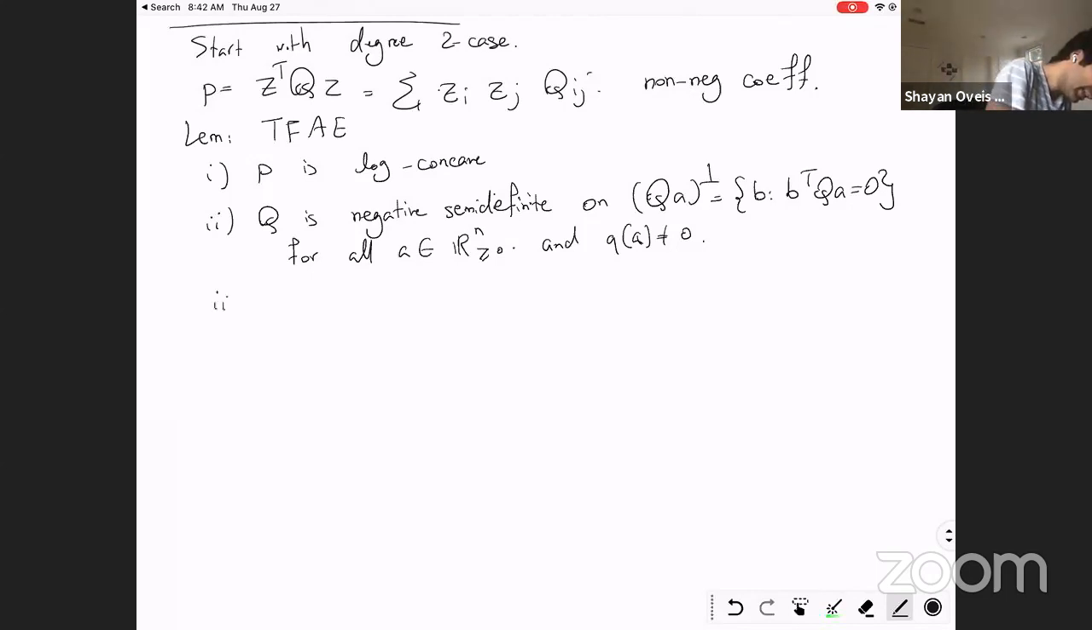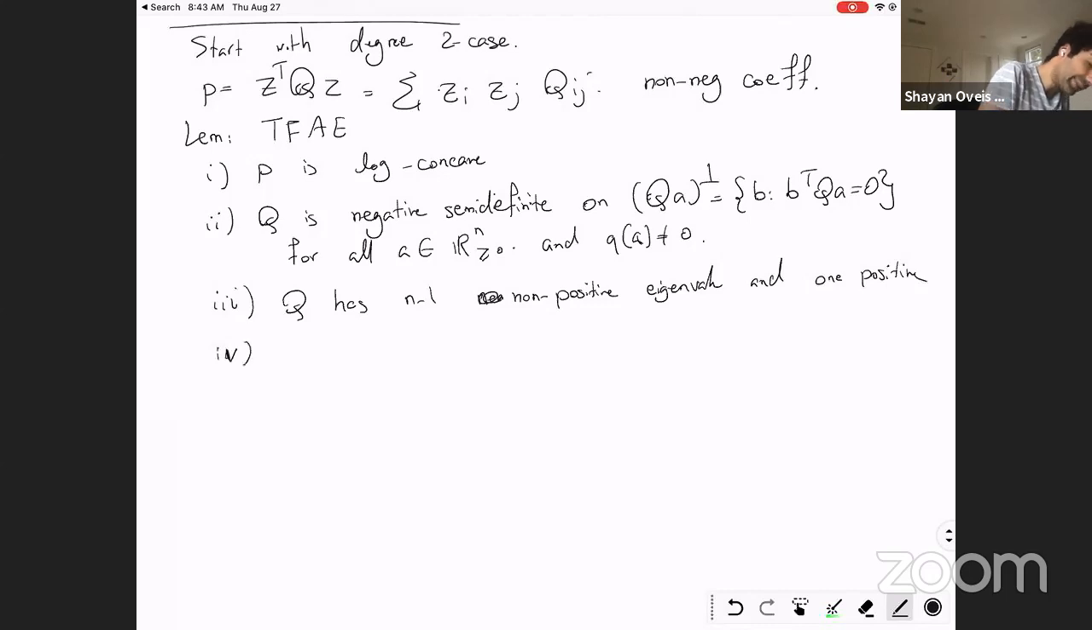The third property is that Q has n-1 negative, or say non-positive, eigenvalues and 1 positive. And then the fourth one is that P is real stable.